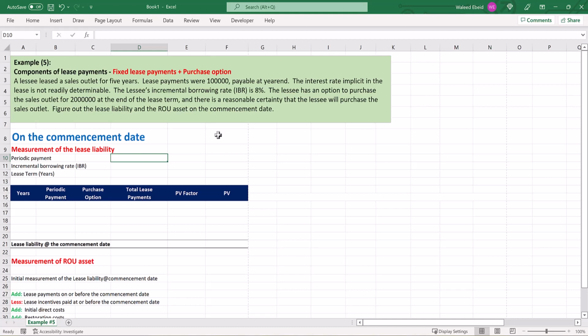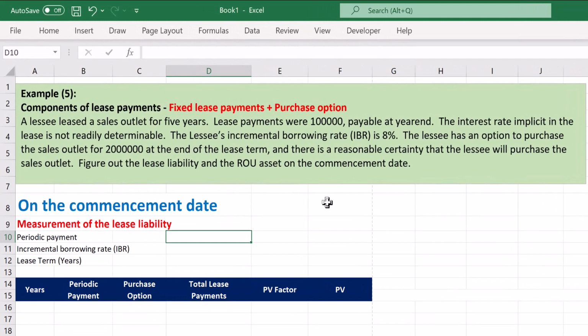In this lecture and the next 3 lectures, we will go through some examples about the components of the lease payments. Here is the first example. A lessee leased a sales outlet for 5 years. Lease payments were $100,000, payable at year-ends.